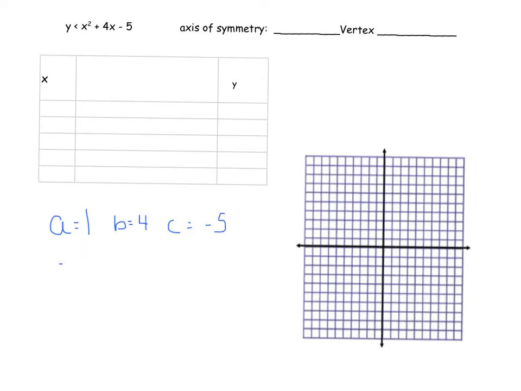So now we're going to do the opposite of b over 2a. So the opposite of b is negative 4 over 2 times a. So now negative 4 over 2 is a negative 2. So the equation for the axis of symmetry is x equals negative 2. And we know that the vertex x is negative 2. We still have to find the y.